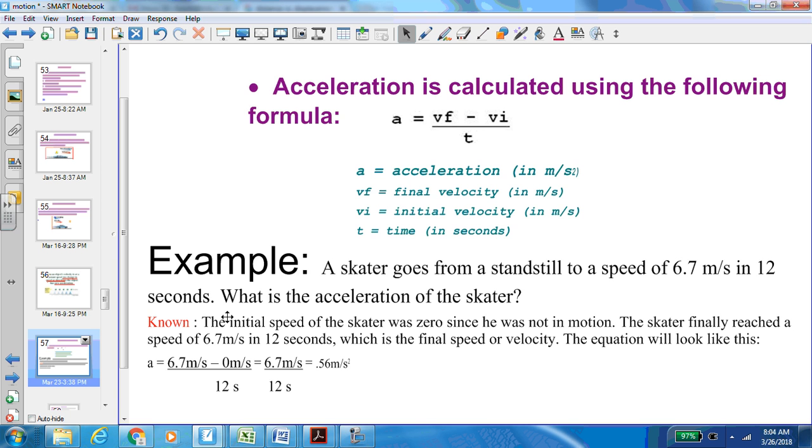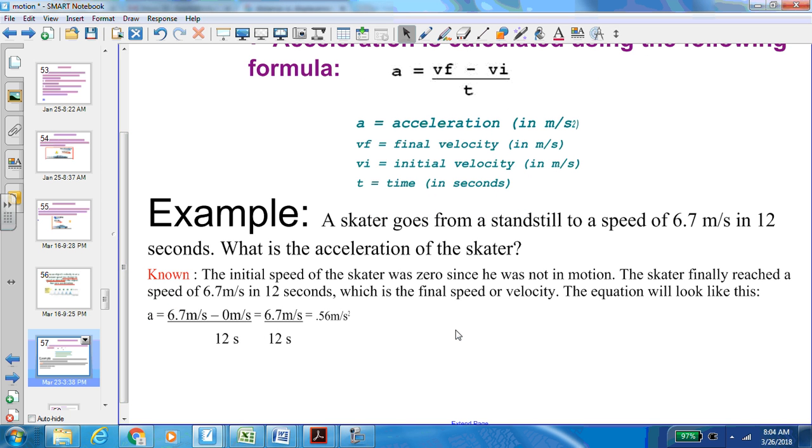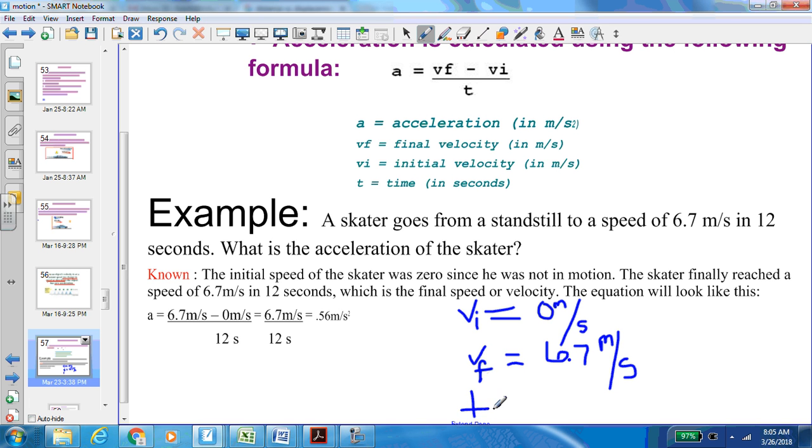So now that you've identified those variables, let's plug them into the formula. Let's write something down here. We know that the initial velocity was 0 meters per second. We know that the final velocity was 6.7 meters per second. And we know that the time it took was 12 seconds. All right. So we've identified these variables.